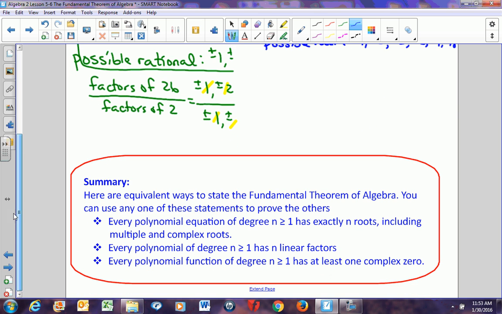A nice little summary here. Here are equivalent ways to state the fundamental theorem of algebra. You can use any one of these statements to prove all of the other statements. Every polynomial equation of degree n greater than or equal to 1 has exactly n roots, including both real and complex roots. Every polynomial of degree n greater than 1 has n linear factors. And every polynomial function of degree n greater than 1 has at least one complex zero. Okay. So there we have it. That is the fundamental theorem of algebra all summed up.